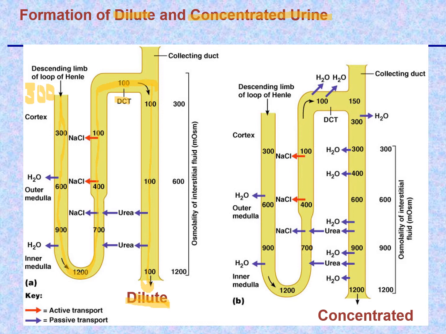Now, in another situation where the person does not need to get rid of water, but in the opposite situation where they're somewhat dehydrated or their plasma osmolarity is above 300 so that they want to retain as much water as possible, then they will secrete.